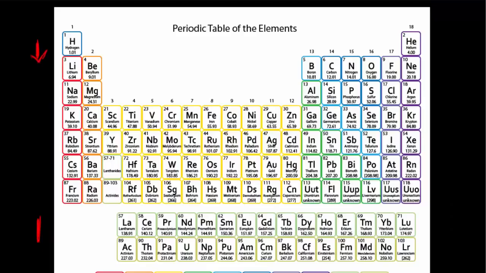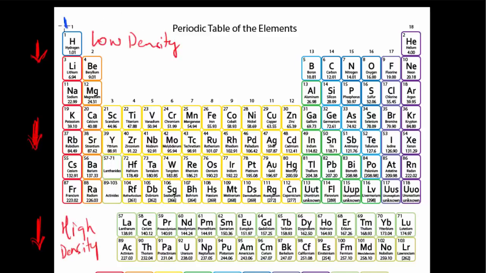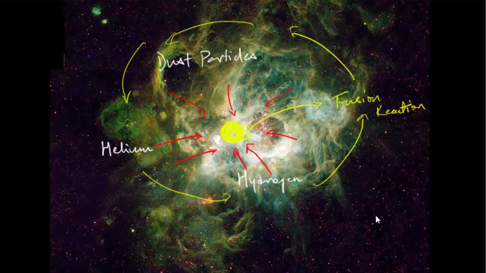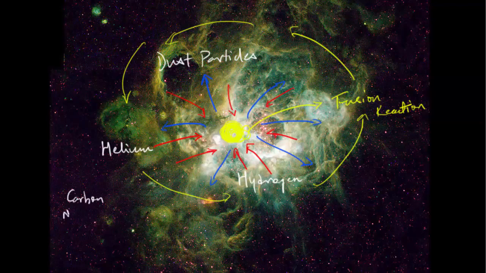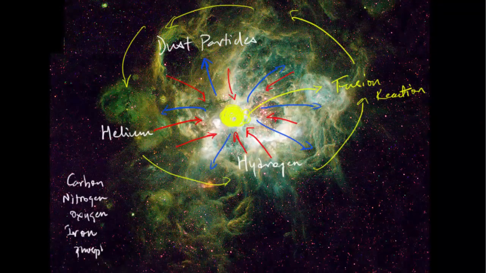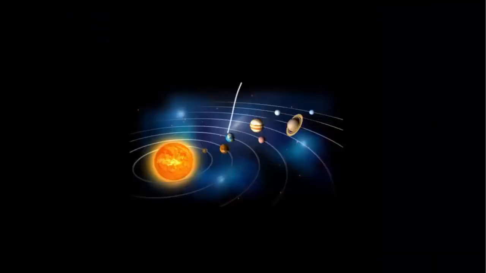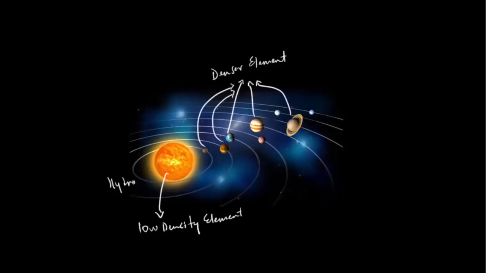Now it is time for the planets to arrive. We know that hydrogen and helium are low density elements, and they moved to the center, forming the sun. So it is very logical that if the lighter element went to the center, the heavier would go away from the center, right? And that's what happened. The heavier elements like carbon, oxygen, nitrogen, iron, phosphorus, silicon, etc. moved away from the center. And if you see, the Earth and all other planets are made out of denser elements than stars.